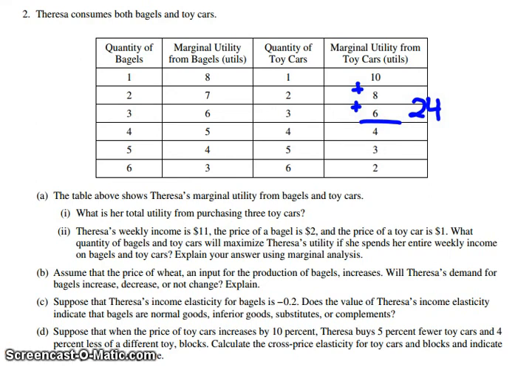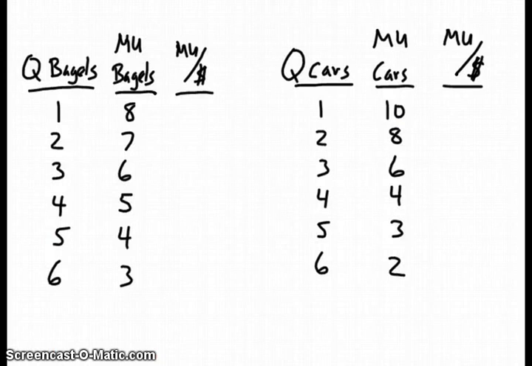In the next part of the question it says that her income is $11, the price of bagels is $2, the price of toy cars is $1. What quantity of bagels and toy cars will maximize Teresa's utility if she spends her entire income on bagels and toy cars? And explain your answer using marginal analysis. So what I've done is redraw the table, and we're going to keep in mind that she's got $11 to spend. Again, we were told that the price of bagels was $2 and toy cars was $1.